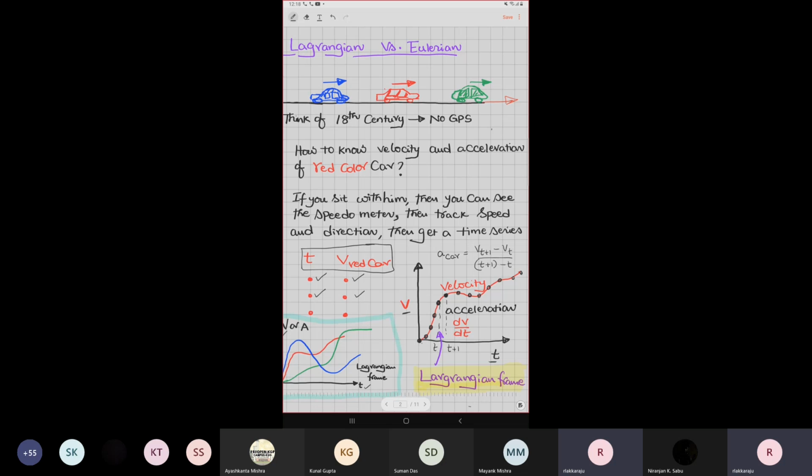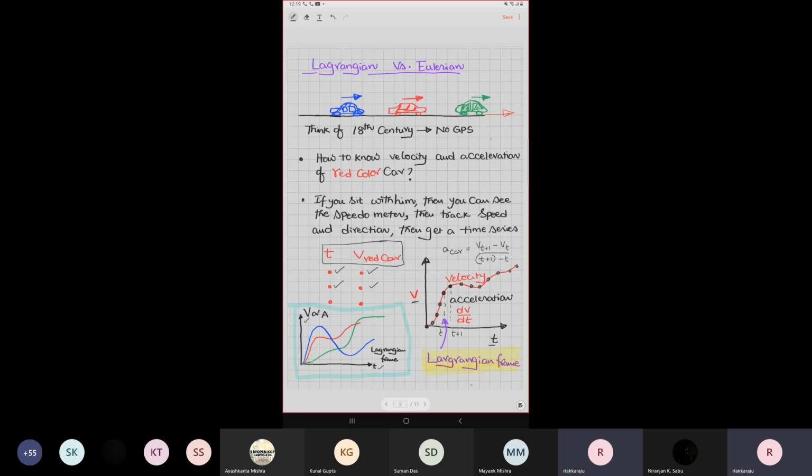If we calculate it in that way, we call it Lagrangian position, Lagrangian velocity, Lagrangian acceleration, because we are going to tag something like a red color car. Similarly, for the green color car, I can calculate Lagrangian position, Lagrangian velocity, Lagrangian acceleration. The blue color car also I can do. Right? Now let me ask you a question.